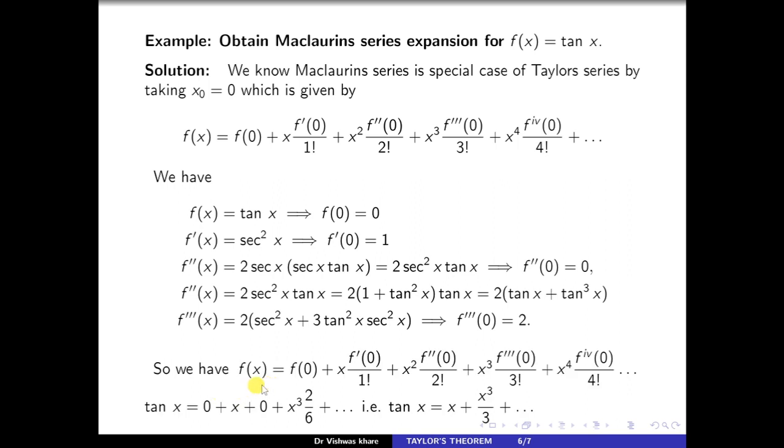So we have f(x) is f(0) plus x f'(0) divided by factorial 1, plus x square f''(0) divided by factorial 2 and so on. Putting the values in this expression, we get tan x is equal to 0 plus x plus 0 plus x cube times 2 by 6, that is tan x is equal to x plus x cube by 3 plus and so on. So we found the Maclaurin series expansion of tan x by this way.